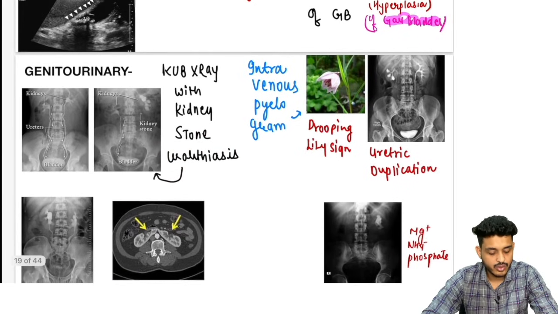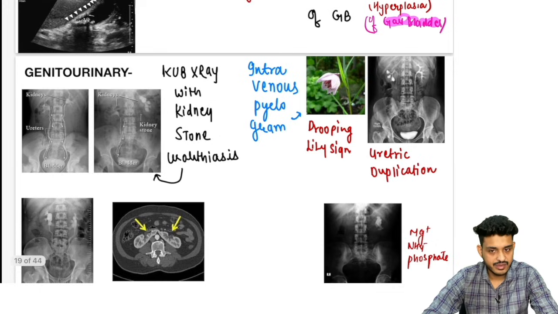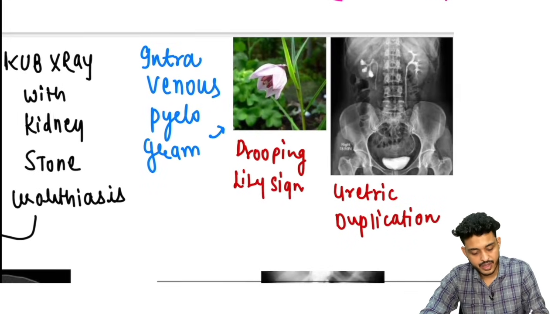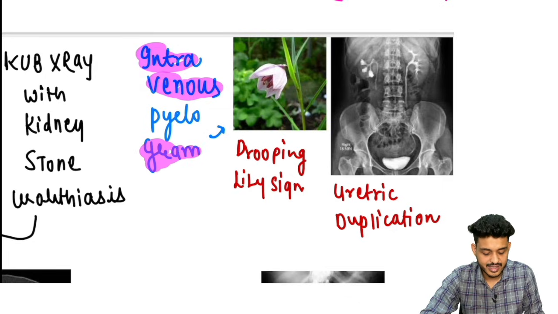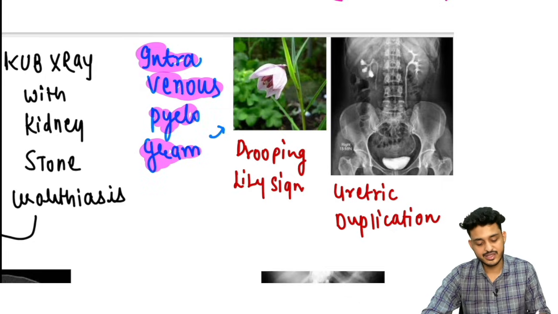Another thing we can do is IVP. This is going to be intravenous pyelogram, beta. This is known as intravenous pyelogram. So we are going to give a drug intravenously, and we are going to take an X-ray. This is known as pyelogram.